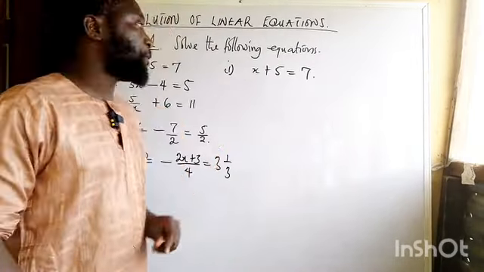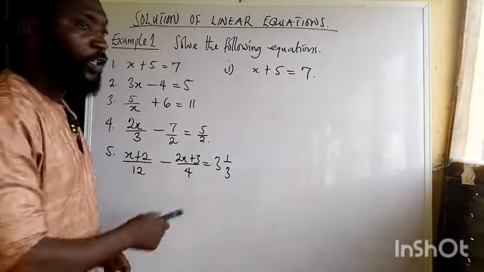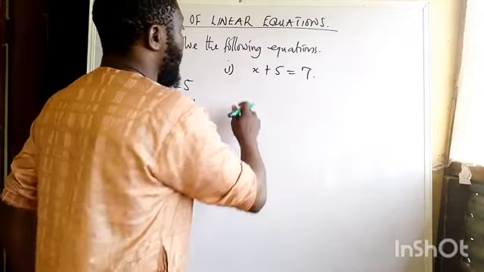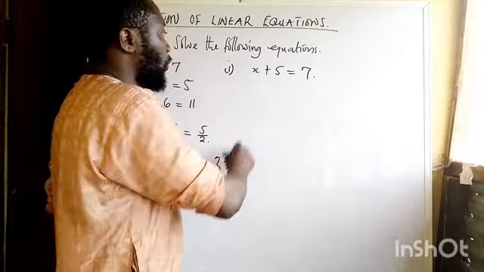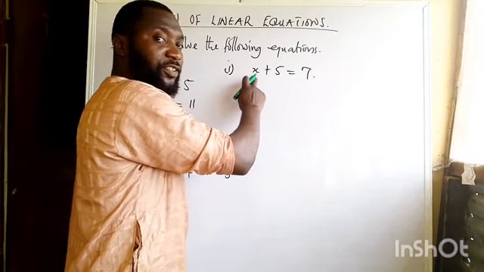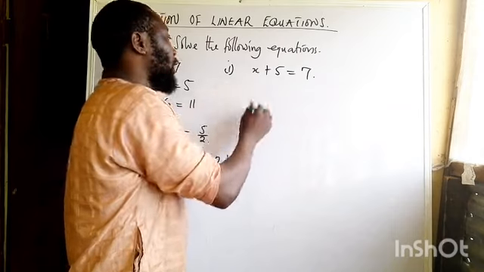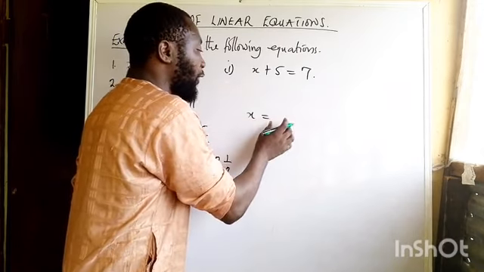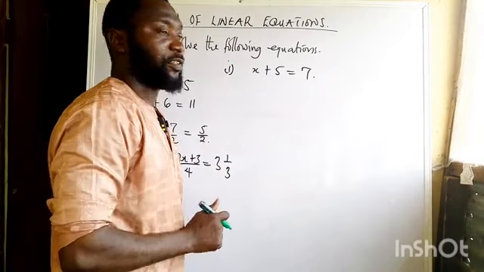Now let's take them one after the other. How do you solve the following equations? The first question: you have x plus 5 equals 7. We want to find x, which means we want to make x the subject of the formula. We want to ensure that you have x on one side, and any other value on the other side. We want to find the value of x.